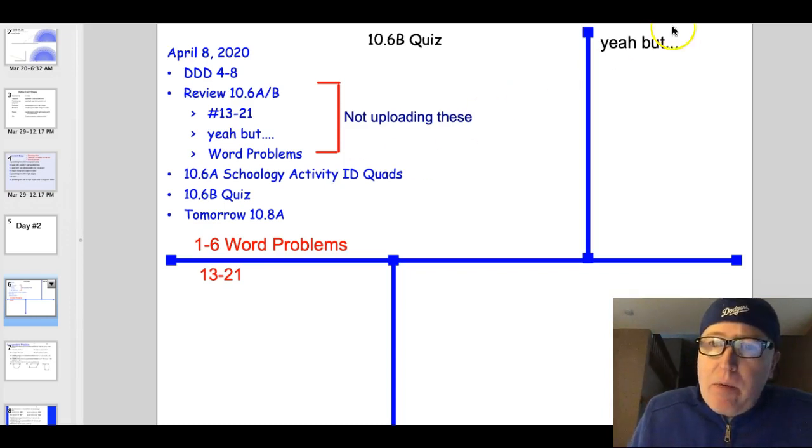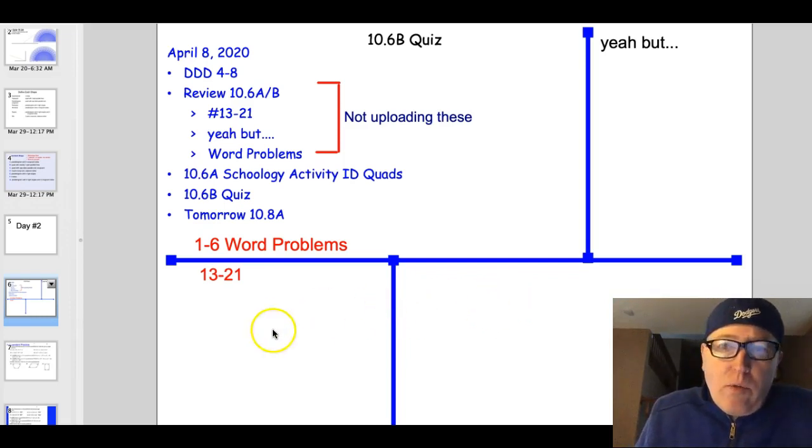But please divide your paper up like this for your own personal organization. We'll do your word problems up here in the top left where my work is here. You're going to have a YABUT today. We just need a little bit of time for the YABUT. Some review problems 13 through 21. And I think this spot down here will remain open.